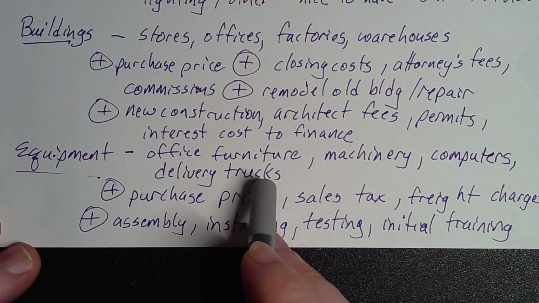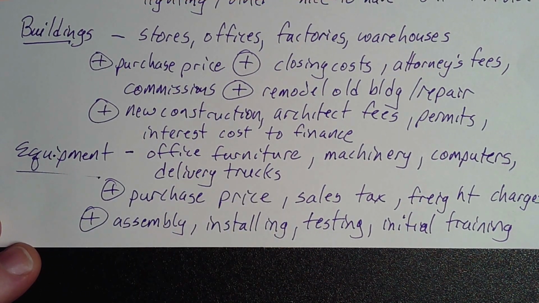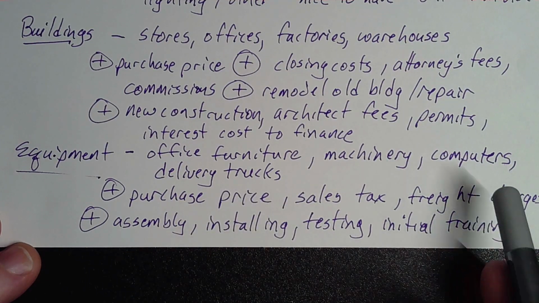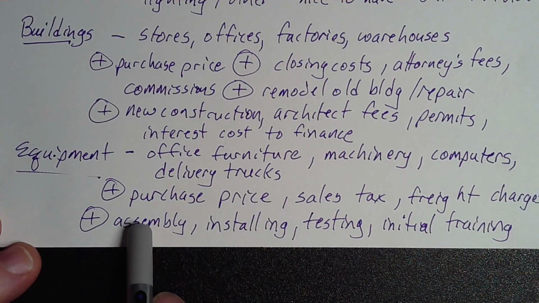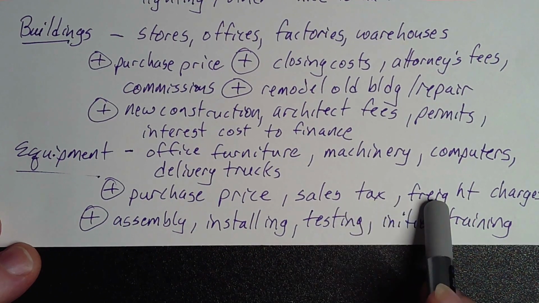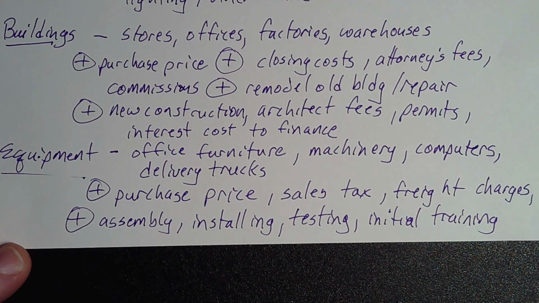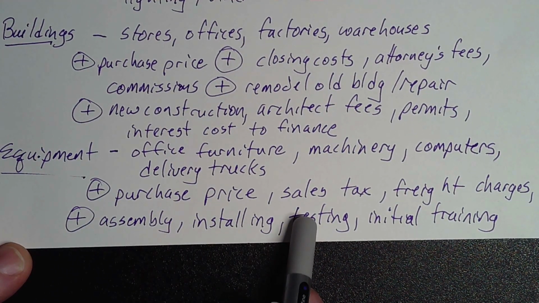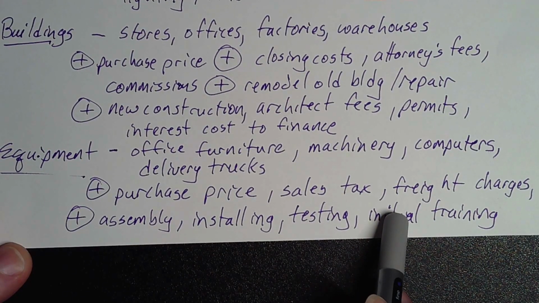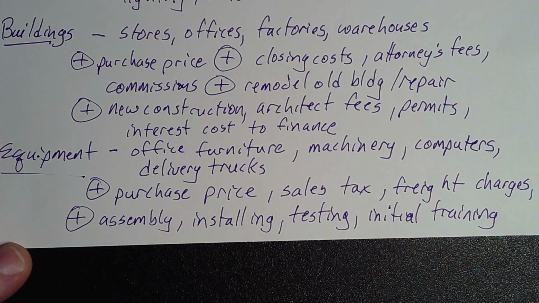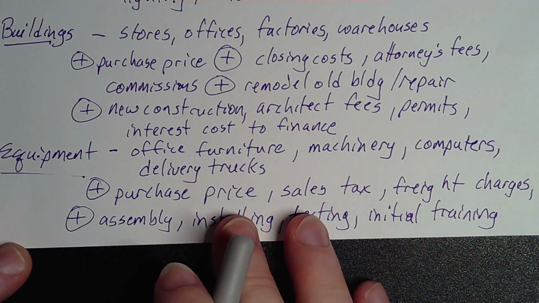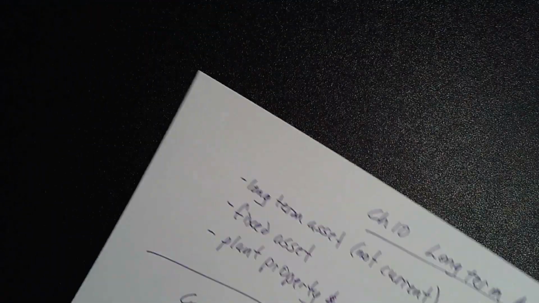Equipment. Equipment can be any sort of thing. Remember, it's things we're not selling to the customer. It is things that we are using to run our business and generate revenue. So furniture, machinery, computers, trucks, those sorts of things. It's always the purchase price, sometimes sales tax, freight charges, meaning freight in. Also, if we've got a big piece of machinery, we have to pay to assemble it, install it, test it, run the first testing, and do the initial training. All those things are necessary to get it ready for use, or at least its first use.